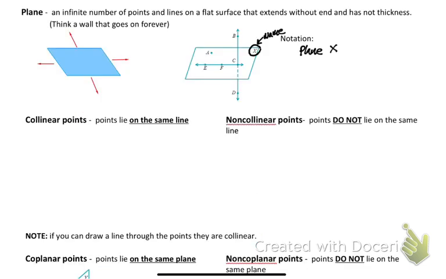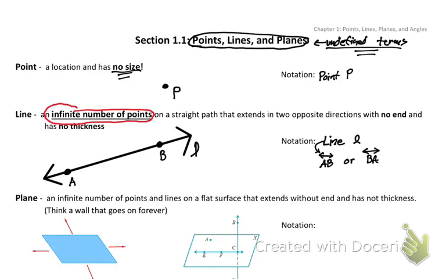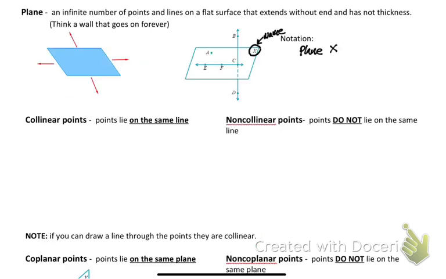Now, oftentimes that X doesn't exist, so there must be another way to put what kind of plane we have. So if we look here, let's go back to point. Point, we use one letter. Bam, we got point P. When we have a line, we use 2 letters. So it makes sense that when we have a plane, we're going to use 3 letters. So we are going to use 3 letters. We just got to figure out which letters to use.